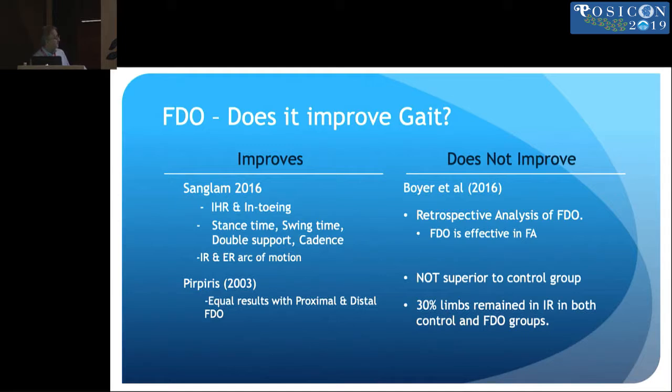However, there is a paper by Boyer et al., who retrospectively analyzed the femoral derotation osteotomy. He says, yes, it is effective, but when he compared the results with closely matched controls, he found that 30% of the limbs remain in internal rotation in stance in both the control and the femoral derotation group.